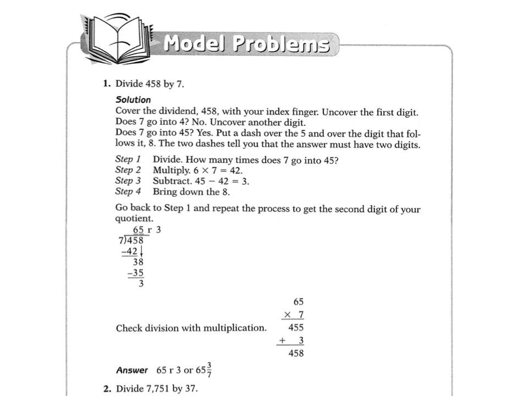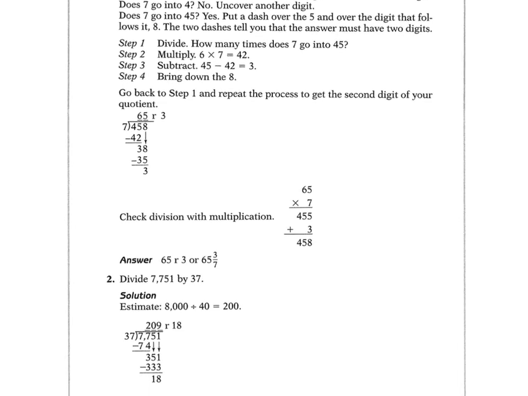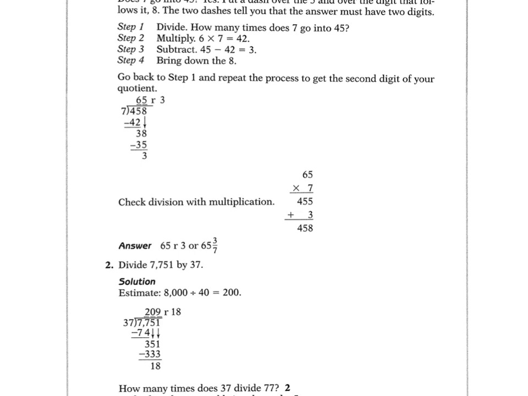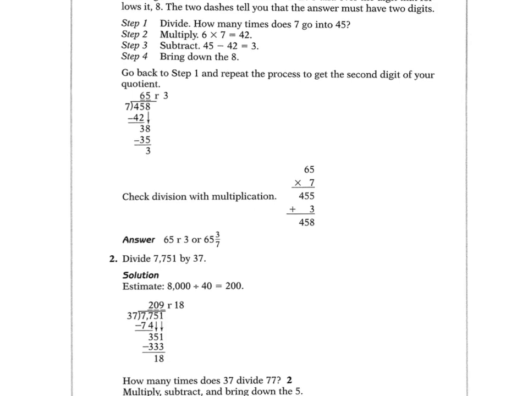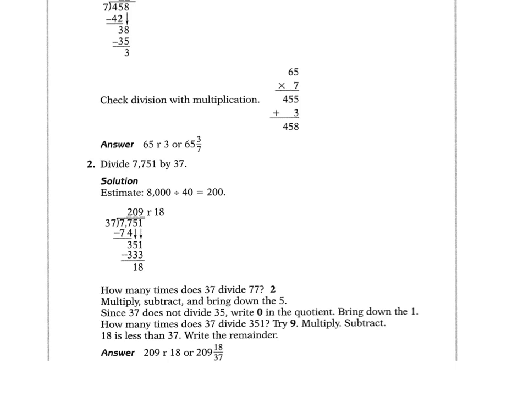Remember, you could always check your division by multiplying. When you do that, you're just multiplying your answer. So in this case, it would be the 65 times 7, and then you're going to add your remainder. For example 2, we have 7,751 divided by 37. So the 37 will go on the outside, the 7,751 will go on the inside, and then you would just start by saying to yourself, does 37 go into 7? No. Does 37 go into 77? Yes. Twice, and then keep going from there.